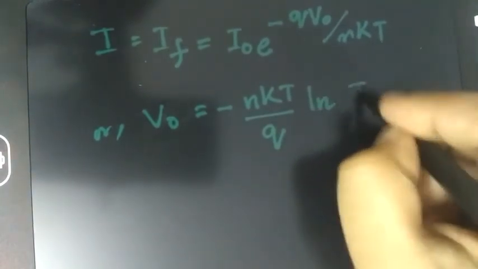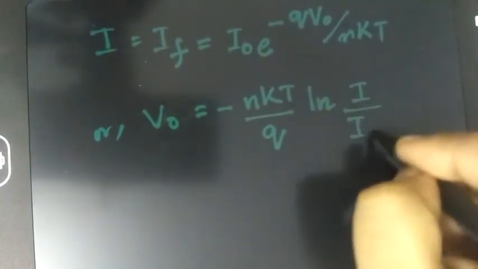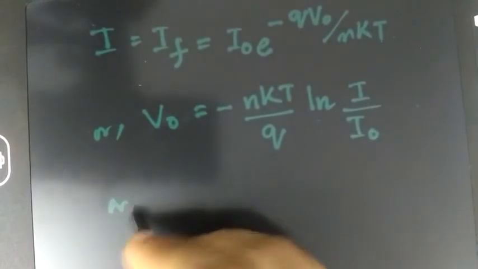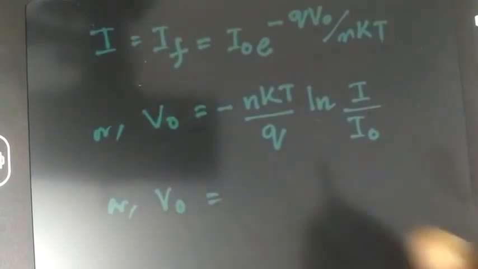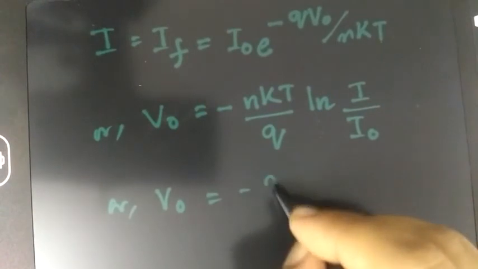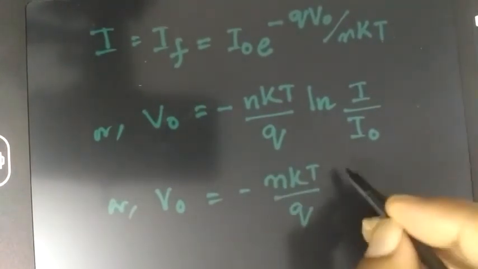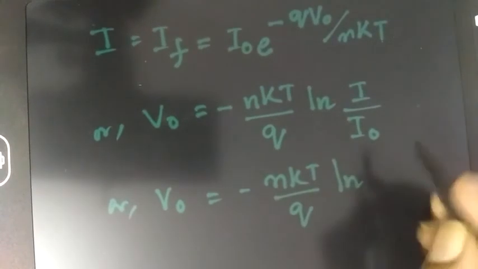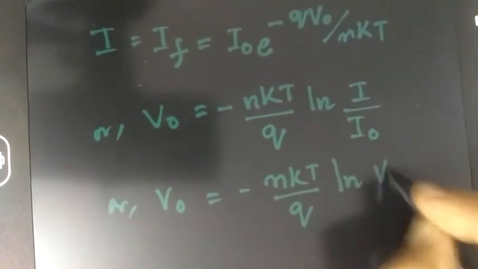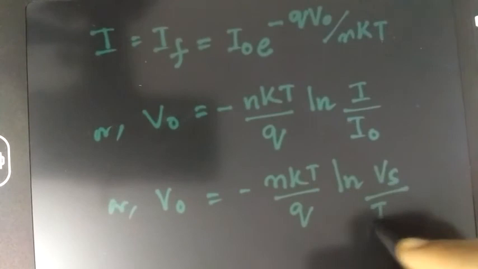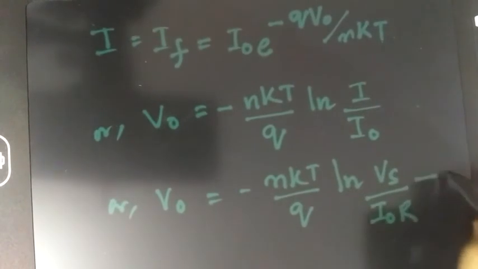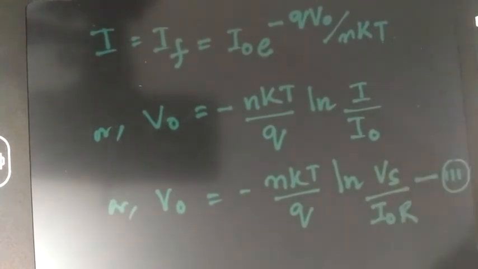So V naught is equal to minus nkt by q, ln of I by I naught, just a simple calculation you have to do over here. That is, nkt by q times ln of Vs by I naught R. Make this equation number 3.